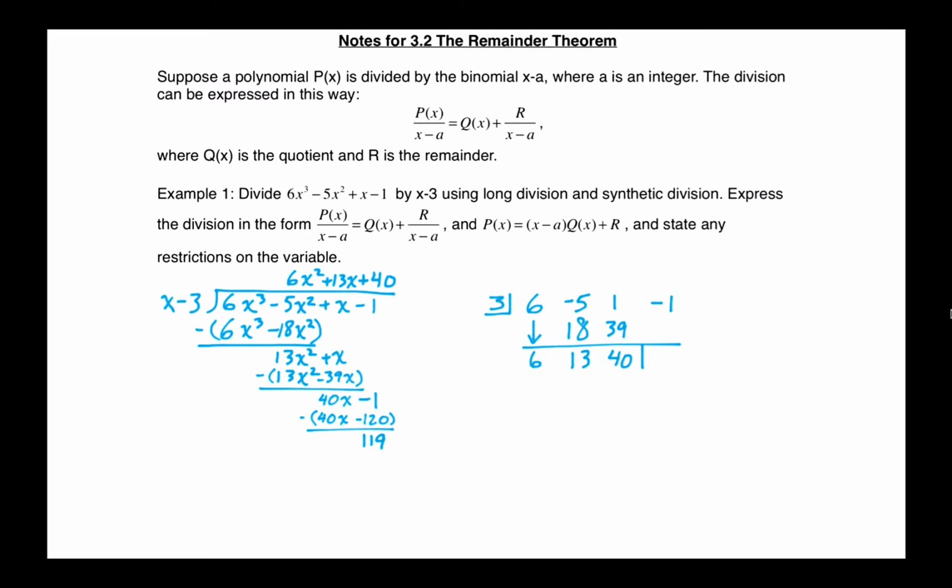1 plus 39 is 40. Notice how the quotient here has a constant term of 40, just like we have there. And now I do 40 times 3 is 120. And then I get to add these two together rather than having to subtract. I can add the opposite. And here's what I get for a remainder, still 119.